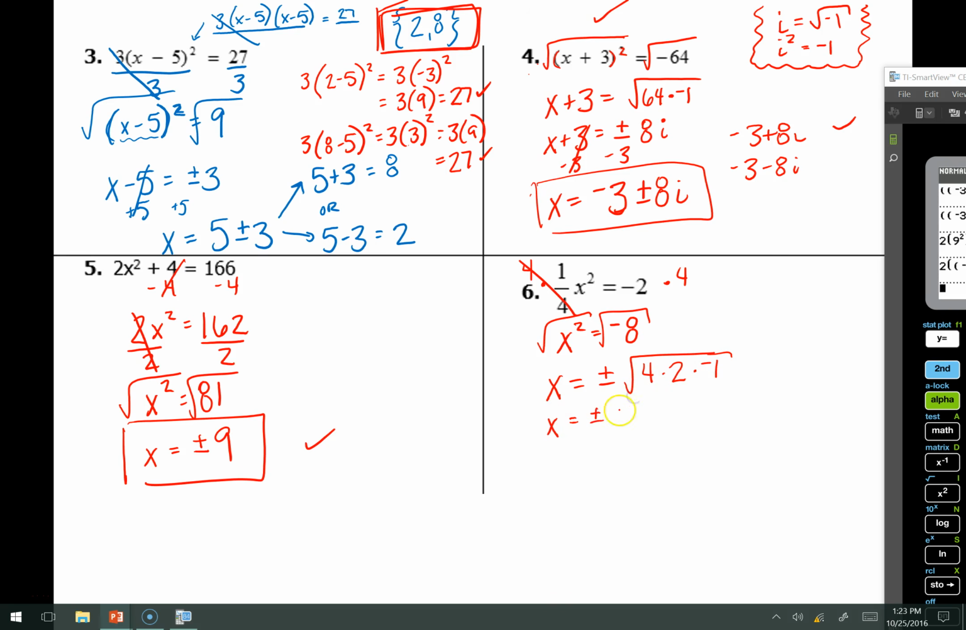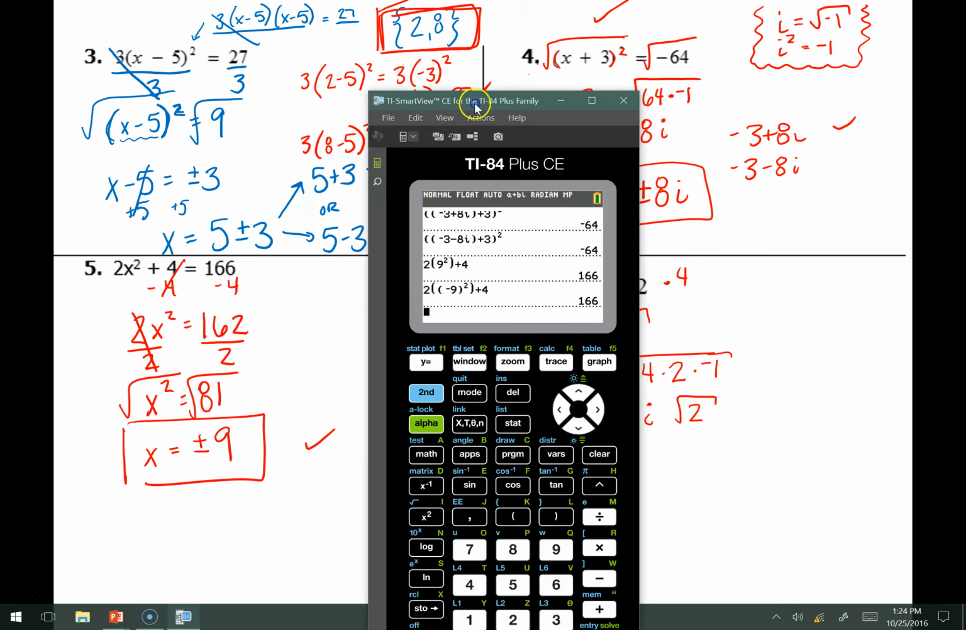The square root of 4 is 2. This other 2 gets stuck inside of the square root, and the square root of -1 is i. Notice that I wrote that so that all of the things that came out of the square root are on the left and the things remaining in the square root are over on the right. Now let's check your work on both of these.